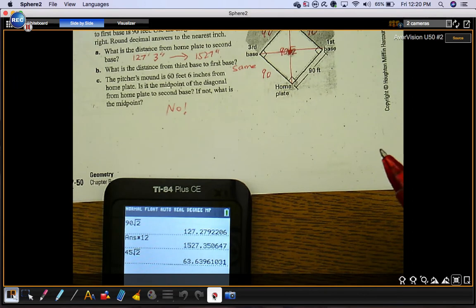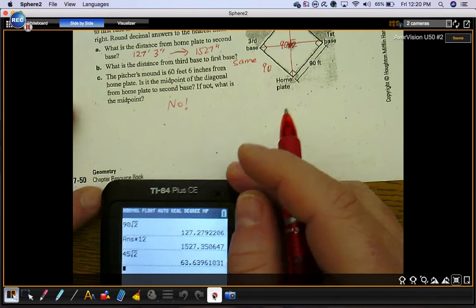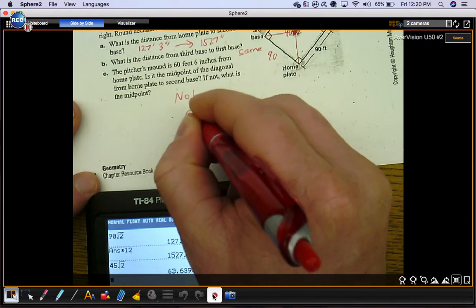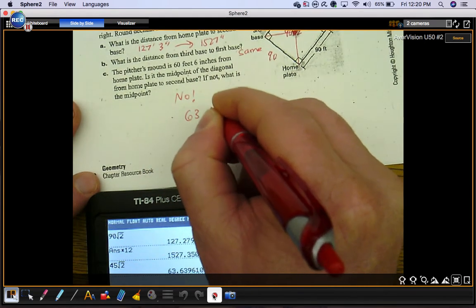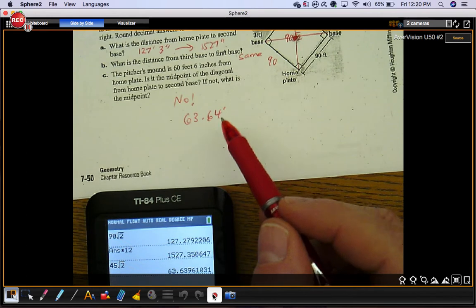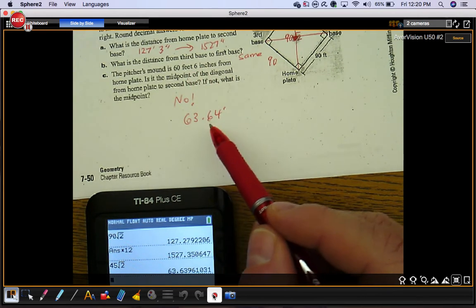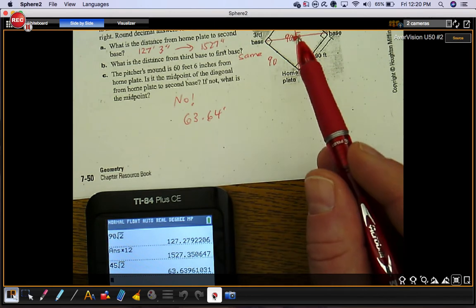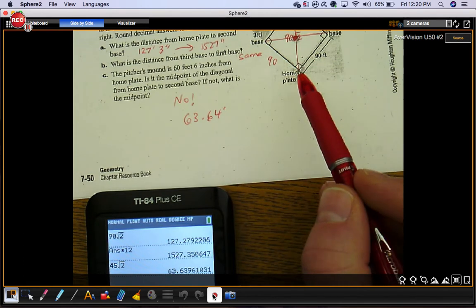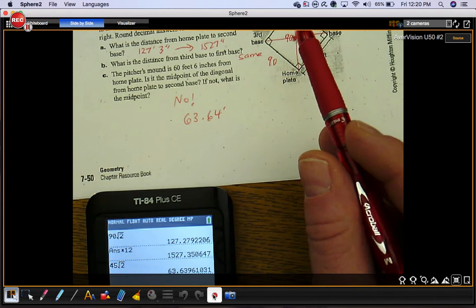If not, what is the midpoint? Well, this is it. This is the midpoint. It would be 63.64 feet. And it doesn't say how to write the midpoint. I'm not writing it in feet and inches. I'm just writing it in feet. That's where that midpoint would live from home plate to second base.